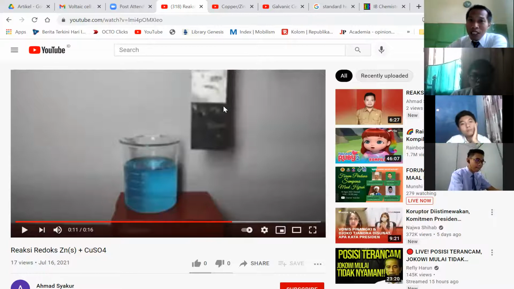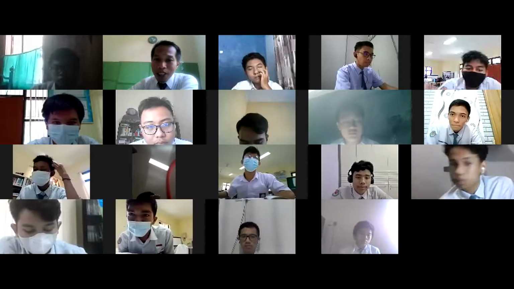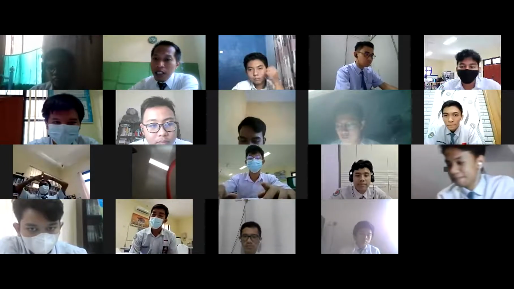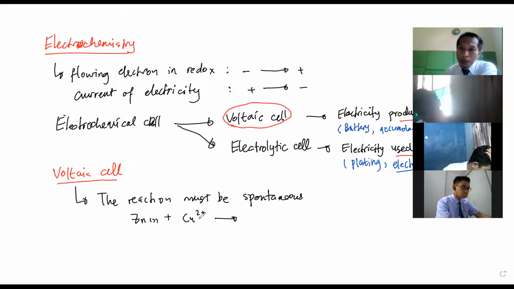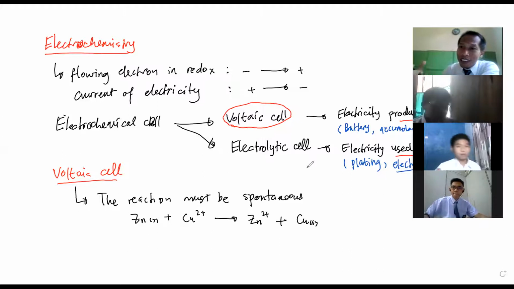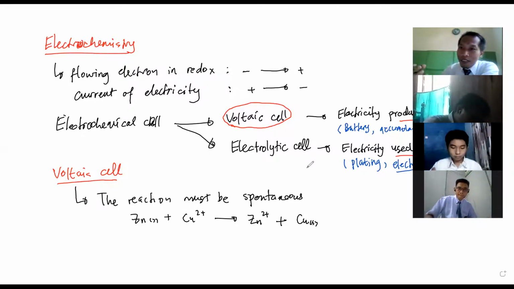So what actually happened in the reaction? Let me show you on the whiteboard. Normally zinc is solid. When you put it into copper solution, zinc will become zinc ion, Zn2+. You will not see this Zn2+ because it is immersed in the solution. But at the same time, copper will accumulate as a solid. That dark plating on the zinc is actually the copper.